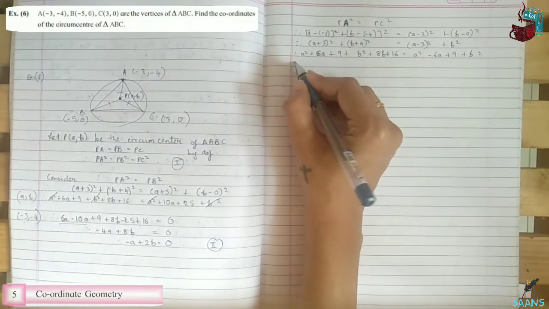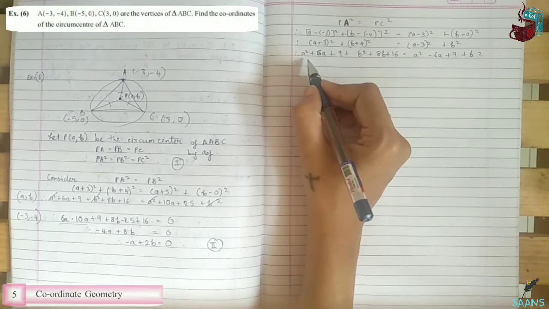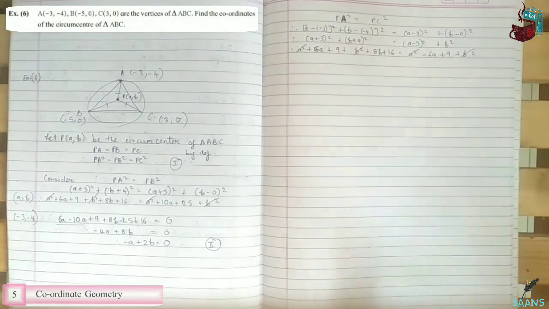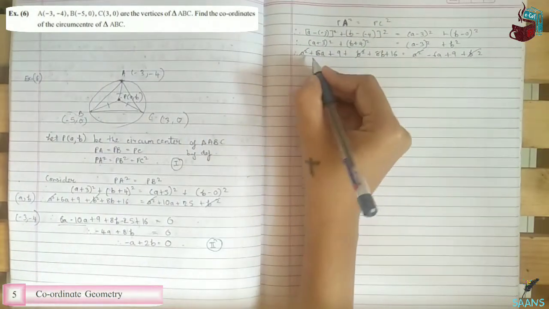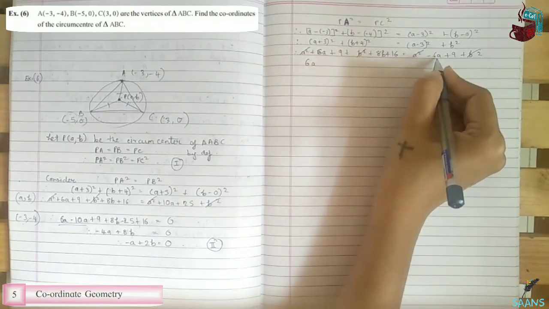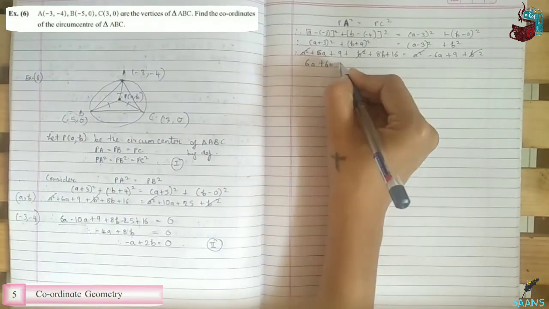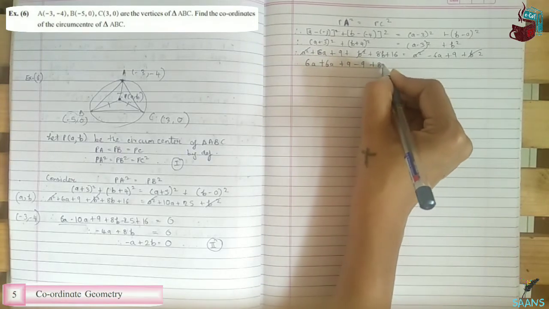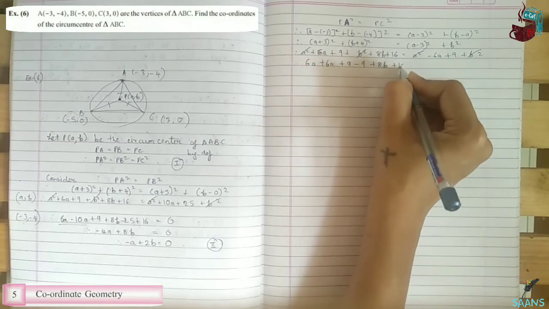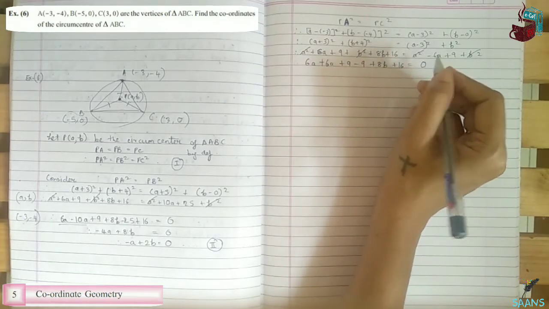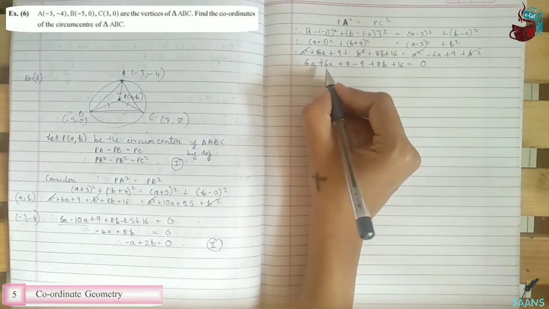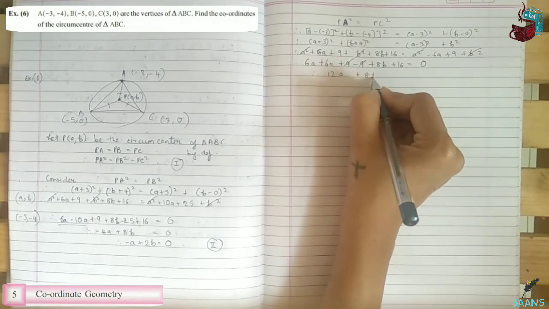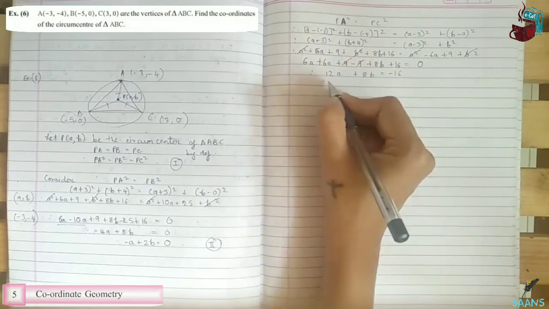Okay, so therefore now here, as I told you, it gets cancelled. Okay, so let's see what is remaining. We take 6a down, plus 6a comes here, plus 9, minus 9 comes here, plus 8b, we don't have anything to apply for b, plus 16 is equal to 0. Let's see what we get. Therefore, you get 12a plus 9 minus 9 is there, plus 8b is equal to minus 16. Let's take it there, minus 16.